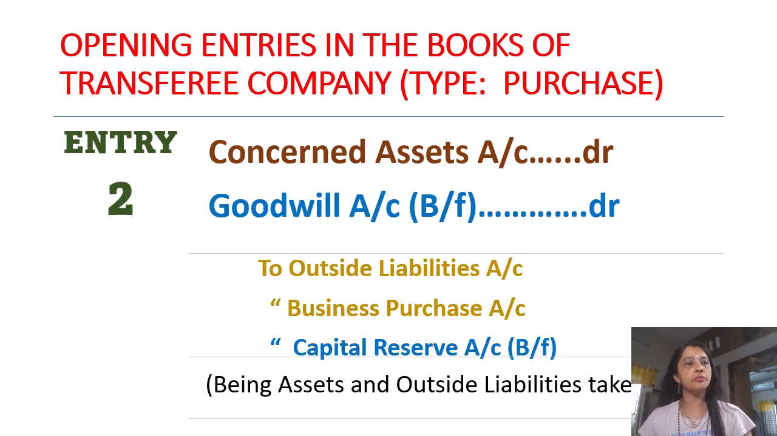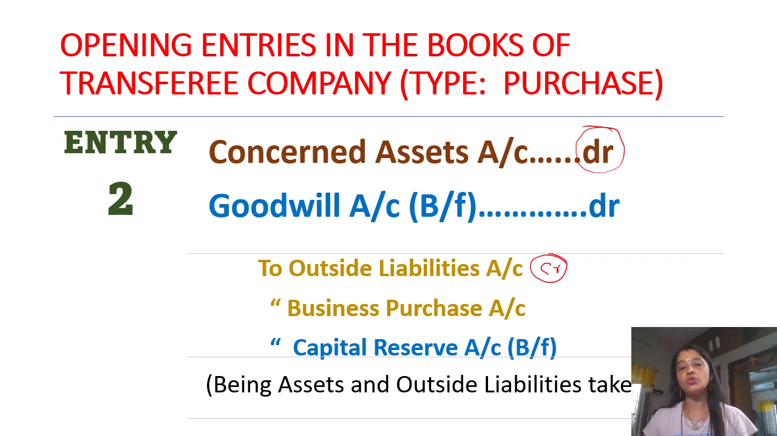After purchasing the business from the liquidators of the transferor company, the next entry is all the assets will come into the business, all the liabilities will come into the business of the new company, that is the transferee company. You all know assets will always have a debit balance. All the concerned assets accounts will be debited. All the concerned outside liabilities accounts will be credited. And to business purchase account.